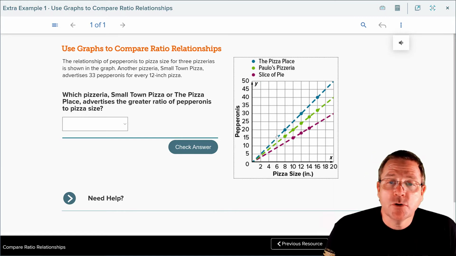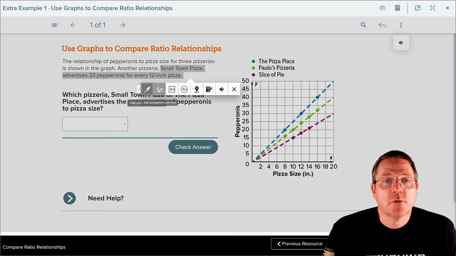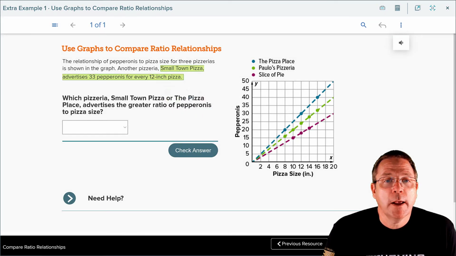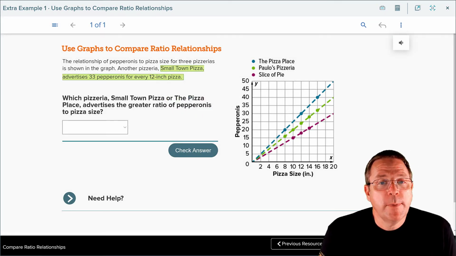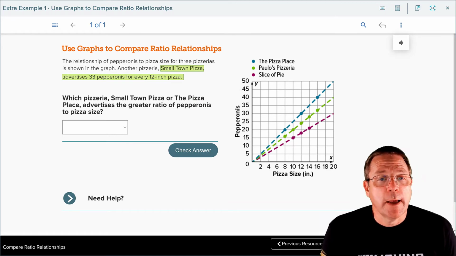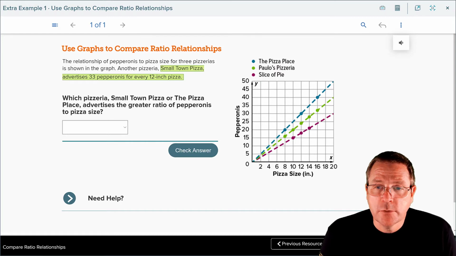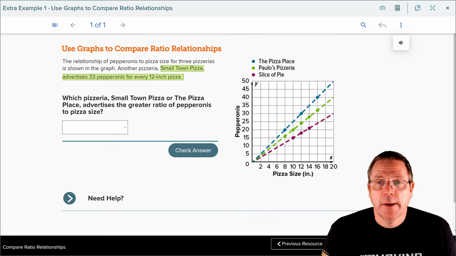So we've got our chart for the 3 that we worked with. We want to figure out now, we got this new player in town, which is Small Town Pizzeria. Let's go ahead and highlight that. And they have 33 pepperonis on a 12-inch pizza. Which pizzeria now, Small Town Pizza or the Pizza Palace, advertises the greater ratio of pepperonis to the pizza size? You pause this recording and spend some time thinking about it, answer the question, and check your answers.